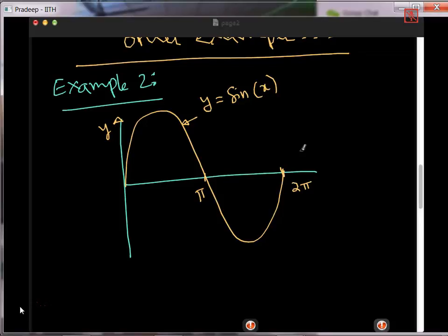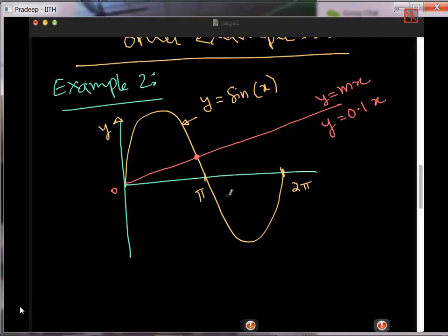Now, I take another line like this. Okay, so I take another equation: y equal to mx, or y equal to 0.1 into x. Because it is going from the origin, this line equation is y equal to mx. So this intersection point I want to find out. What is this intersection point? This intersection point will be the solution for the equation.